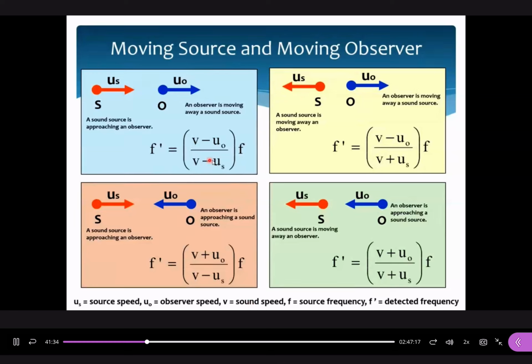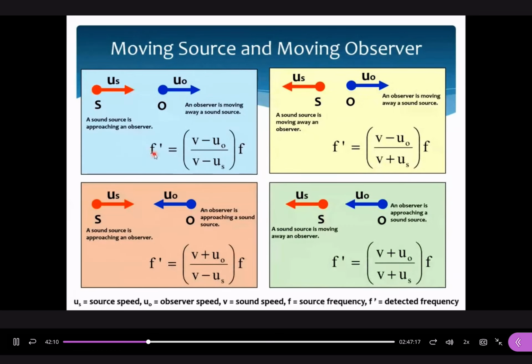How about U naught? What does it mean? U naught means the observer speed. And how about US? US is the source speed, the moving speed. So let's take a look at the first one, the left-hand side, the upper one. We need to consider this equation. In this equation, what is the F here? F is the frequency generated from the source. And F prime means the detected frequency.